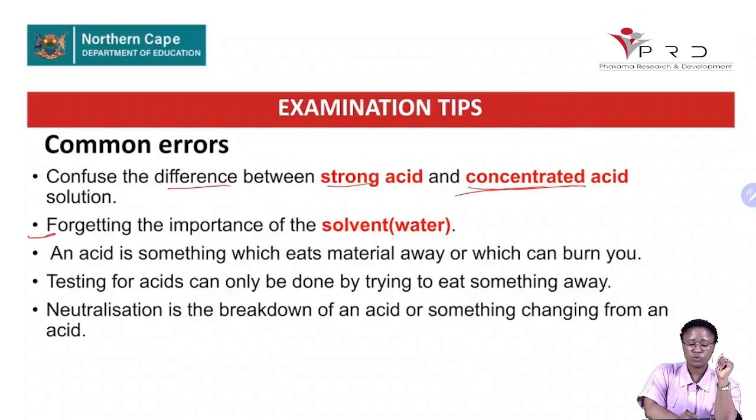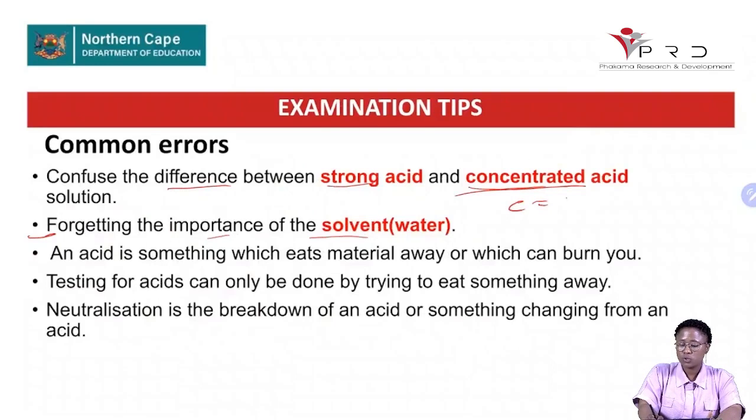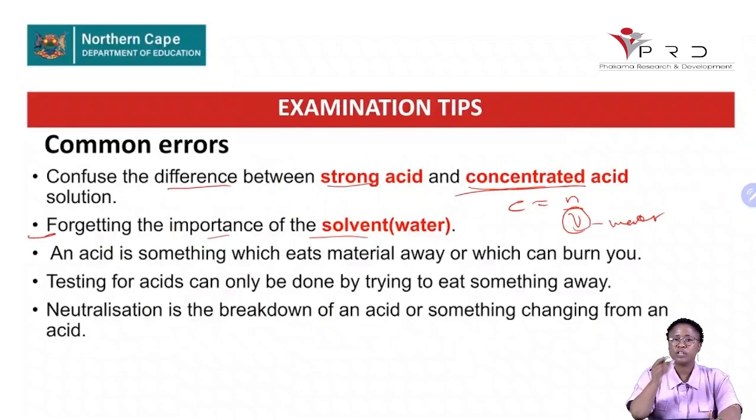The next one is you forget the importance of the solvent. Remember here, the solvent is water. C equals n over V. This is the volume of what? Of water. So our solvent is water. So when we say it's concentrated, or when we say it is diluted, we are talking about how much acid you have in proportion to water. So we talk about the volume of water.